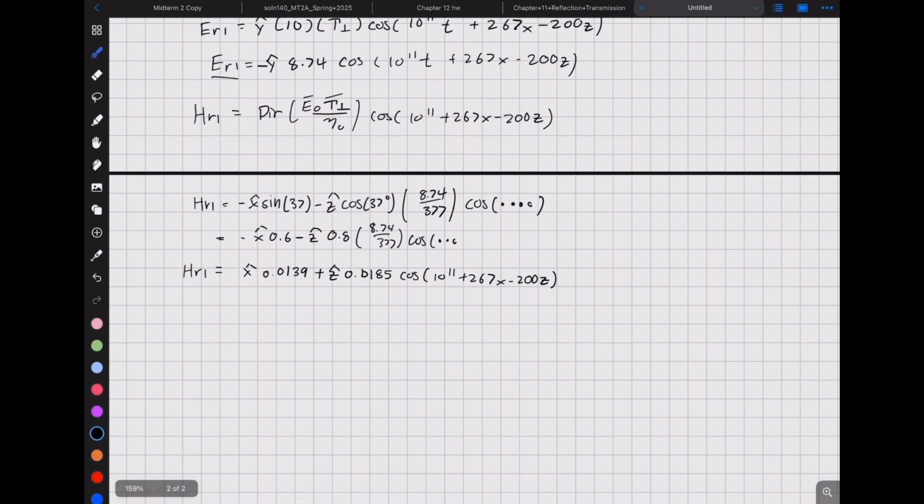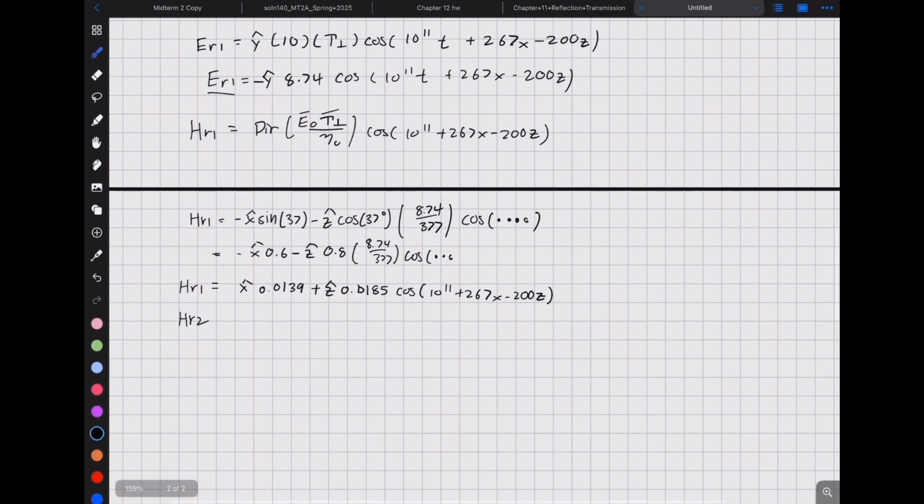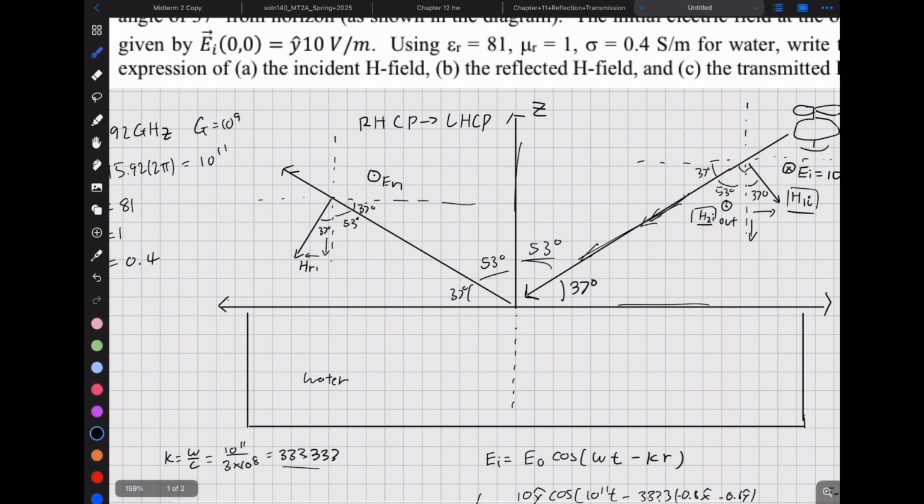Next, we need to find HR2. So HR2. Using our left hand to find the HR2, we're going to have k pointing, our thumb is going to be pointing this way. Our fingers are going to be pointing down, so we know that our HR2 is going to be into the page in the y direction. That's our assumed.